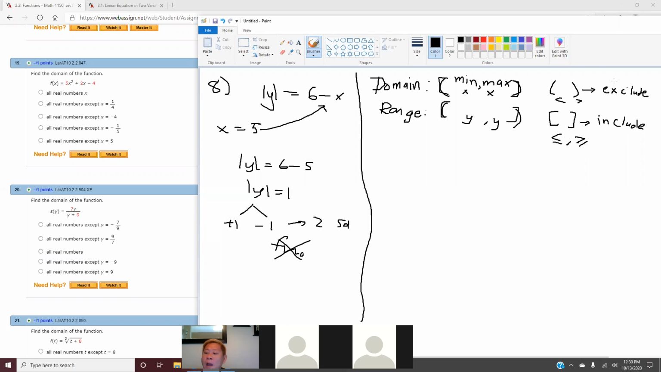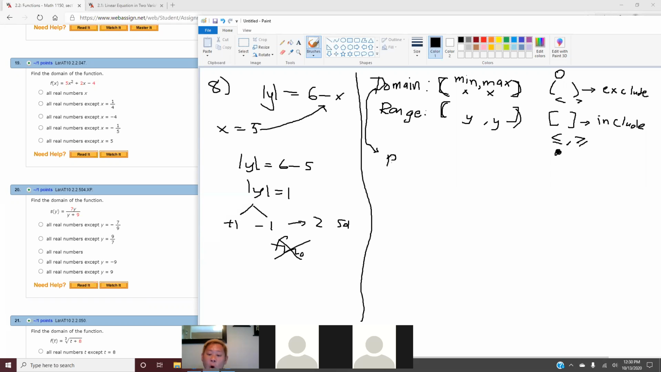In your normal algebra class, usually we use an open circle for this case and a closed circle for the other. Remember that from Algebra 1 or Algebra 2 in high school. But here we don't use open and closed circles; we use parentheses and brackets. Let's talk about domain in this case.